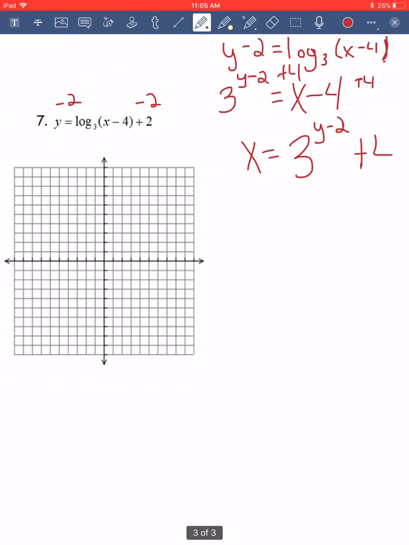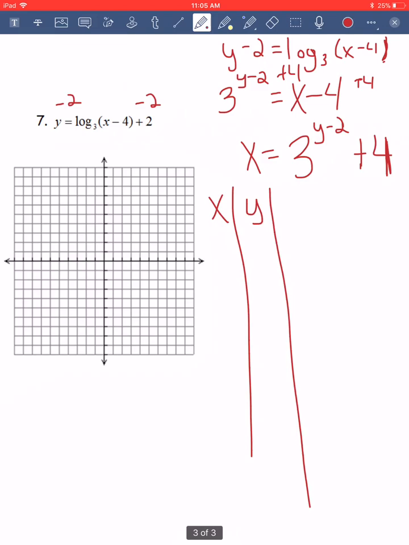Oh my gosh, if my pen will write. There we go. That's a 4. All right, so I'm going to make my table. So x, y, x, y.